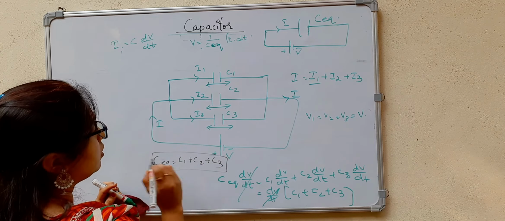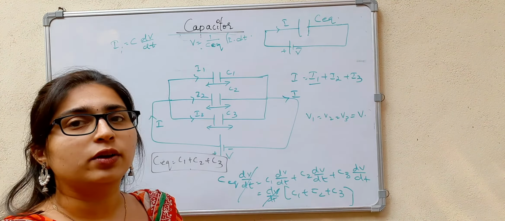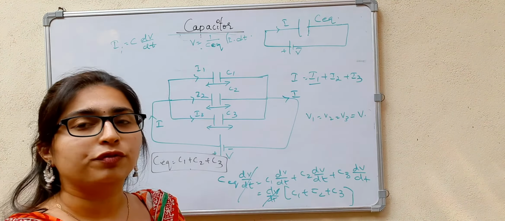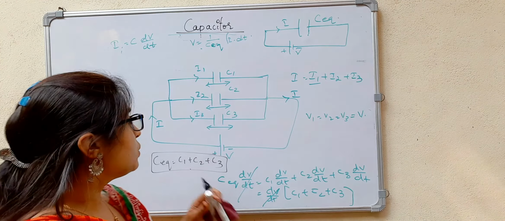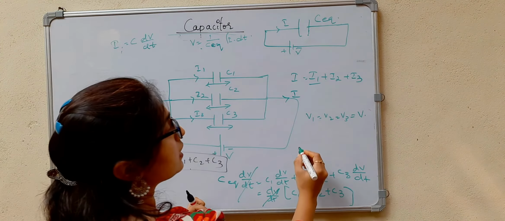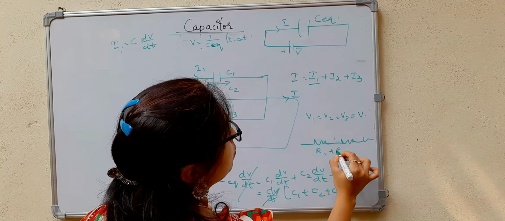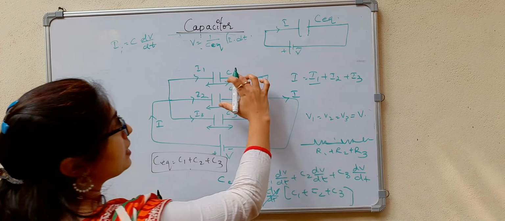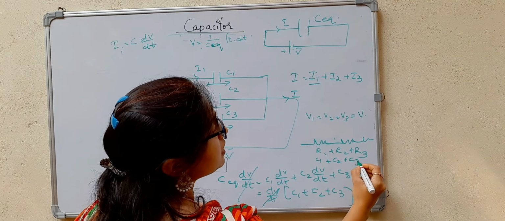So the equivalent capacitance will be greater than the greatest value of capacitance present in this circuit. But in series, what happens? It will be lesser than the least value. This is similar to resistors connected in series, where you have R1 plus R2 plus R3. But for capacitors connected in parallel, you will have C1 plus C2 plus C3.